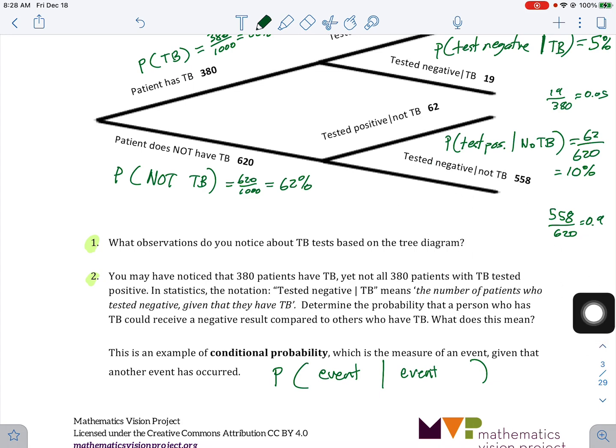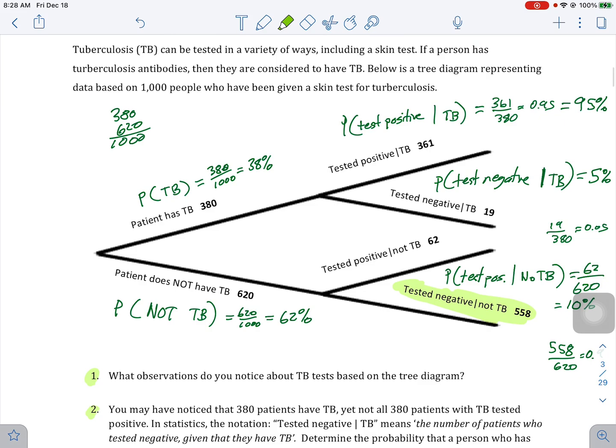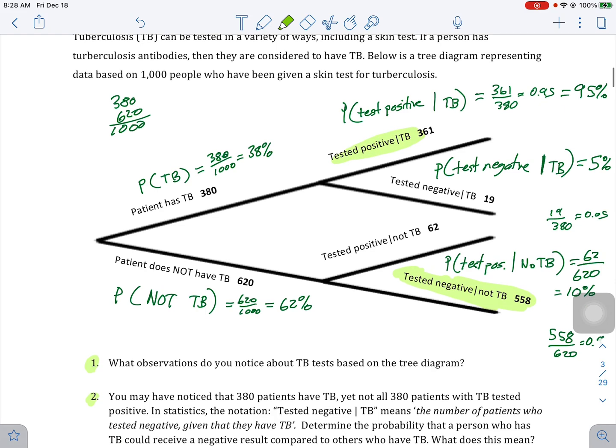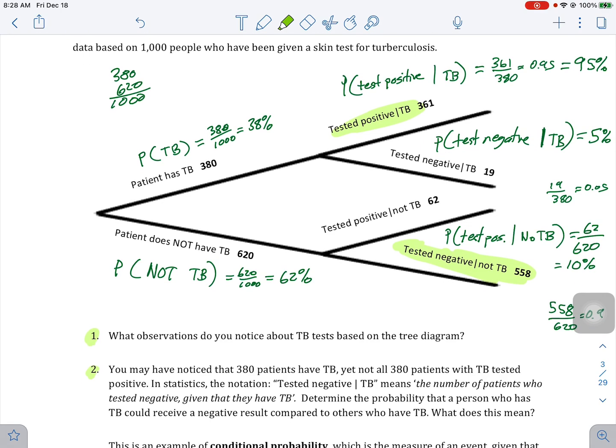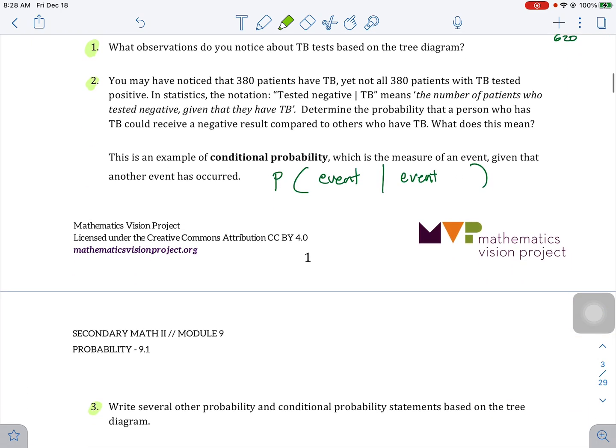And this is the result right here that we want, right? And this is the result that we want. Those are the two things. If they're positive, we want them to test positive. If they're negative, we want them to test negative. Okay, so that's some of the ways that I would interpret the data there.